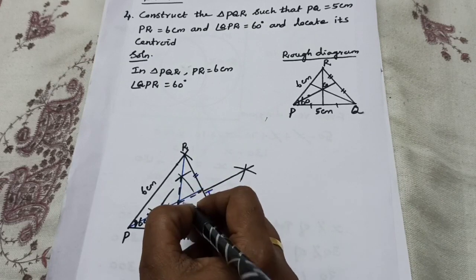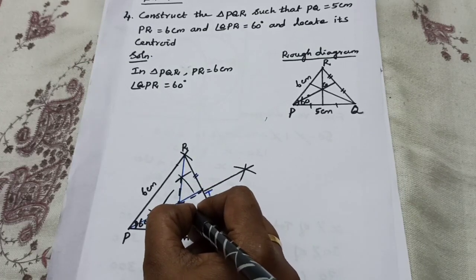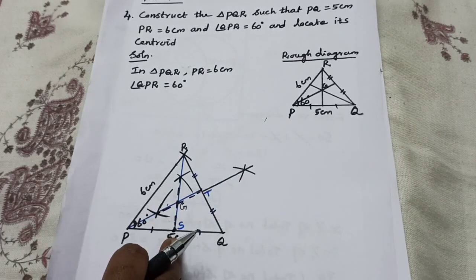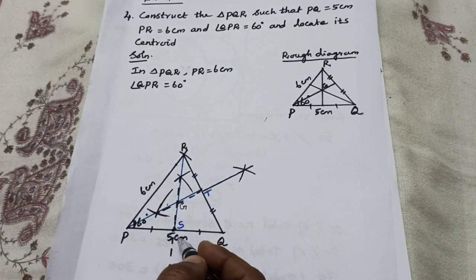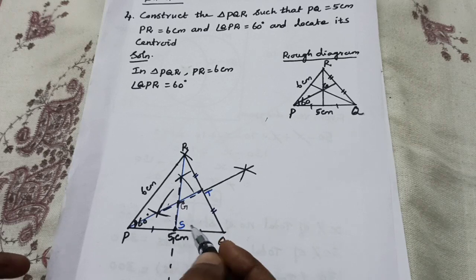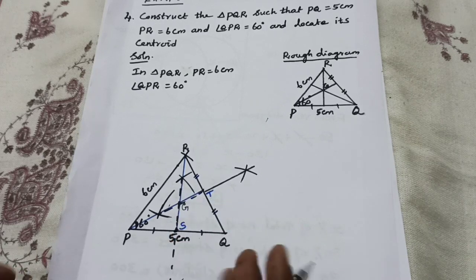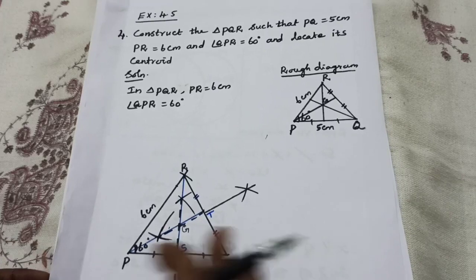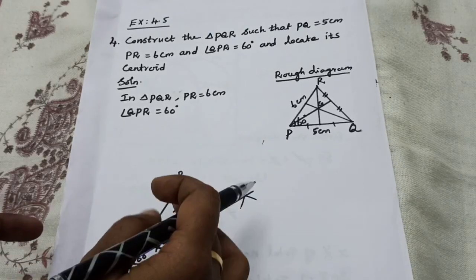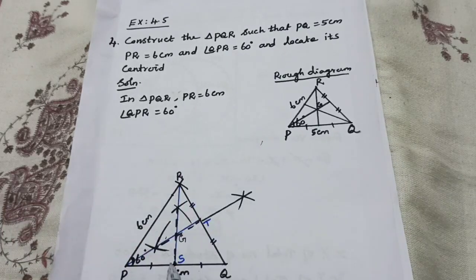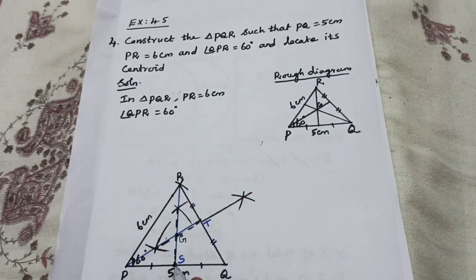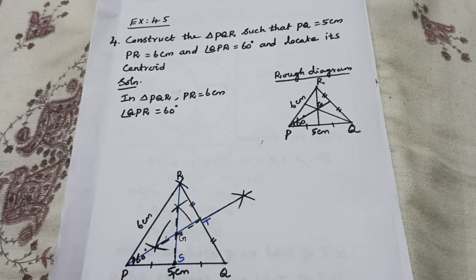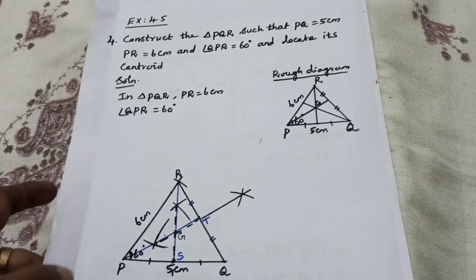These two medians' intersecting point is called what? Centroid. Centroid is denoted by capital G. Median means at once you find the midpoint. What's the difference between median and altitude? Median means you find the midpoint, then through the vertex to this midpoint we have to draw the median.